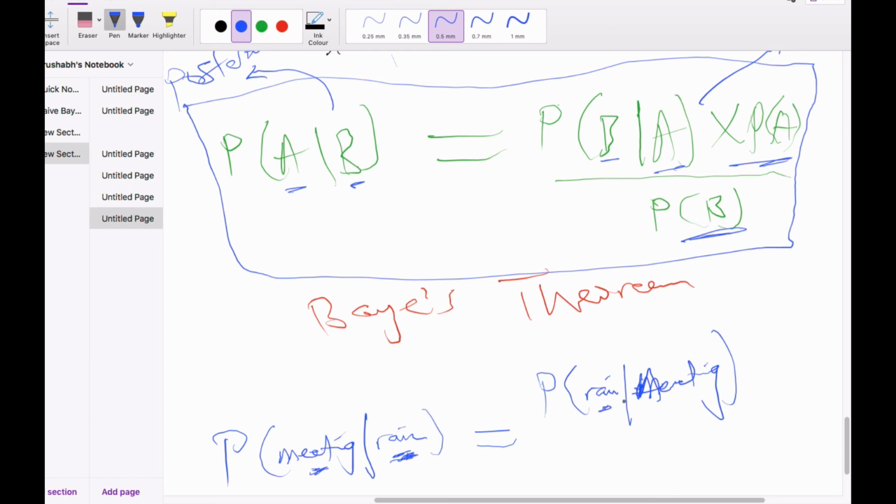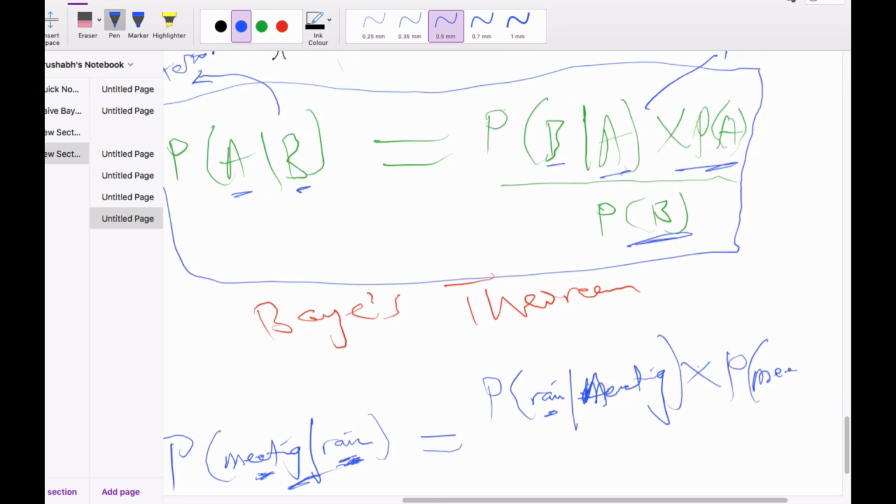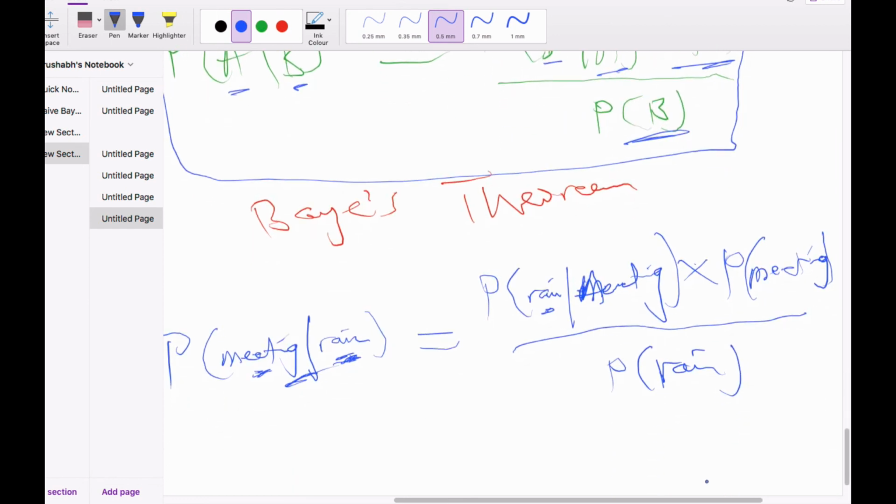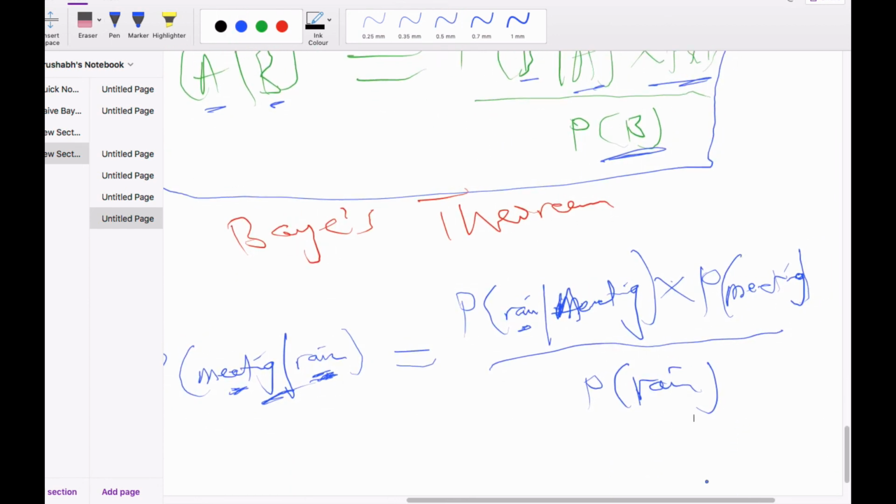If it rains, then it's going to affect the fact that I will go for the meeting. It's going to affect the posterior that I want to arrive at. Multiply by the probability that I will even go to the meeting in the first place, divided by the probability that it will rain. The probability that it will rain is the main condition that we are considering here.